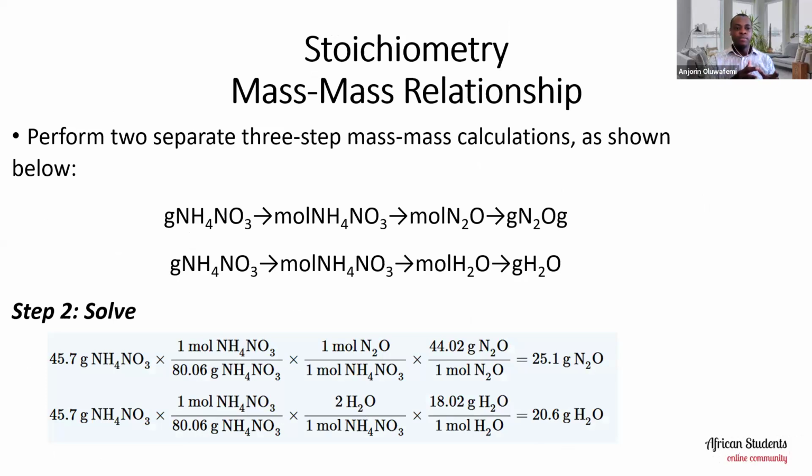We look at it. The mass of ammonium nitrate will give us the mole of ammonium nitrate, to the mole of dinitrogen monoxide, and then the mass of N2O. And then the second one is the mass of ammonium nitrate to the mole of ammonium nitrate, to give us the mole of water, and then the mass of water. So those are the relationships that we need to establish.